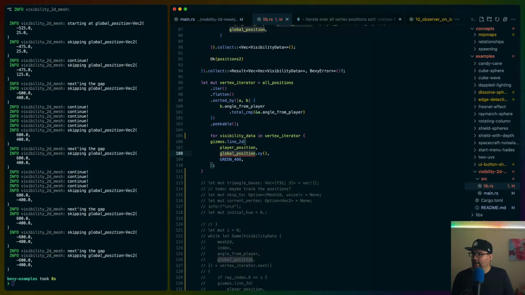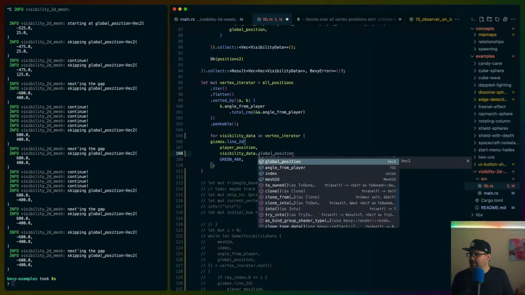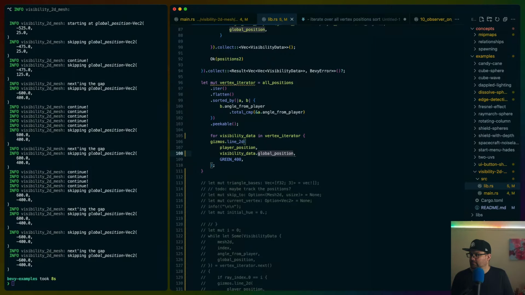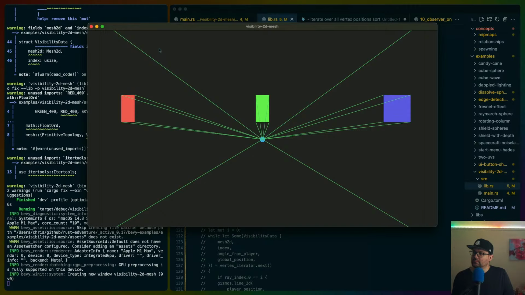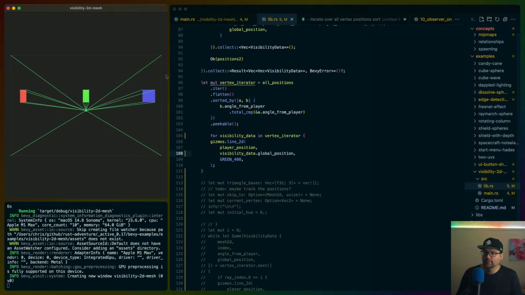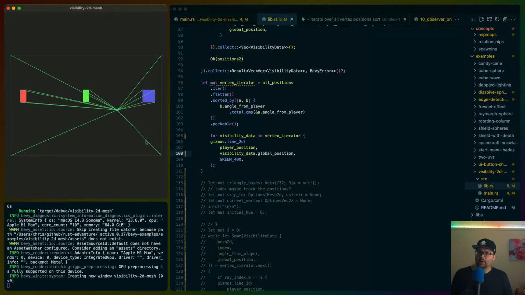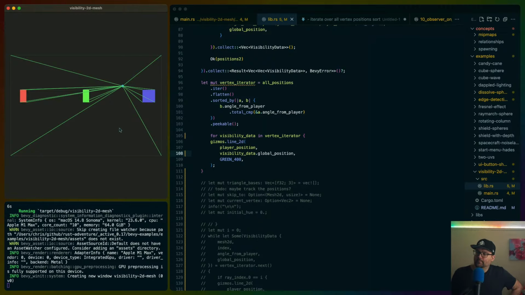And for visibility data, this is going to be player position to visibility data dot global position. So this should draw lines to all of the vertices. Right? This is everything we are going to look at. All four of the corners for all four of the boxes. And if we move our little player around, you can see the web of rays that we're going to have to cast. This is probably a useful visualization at some point.